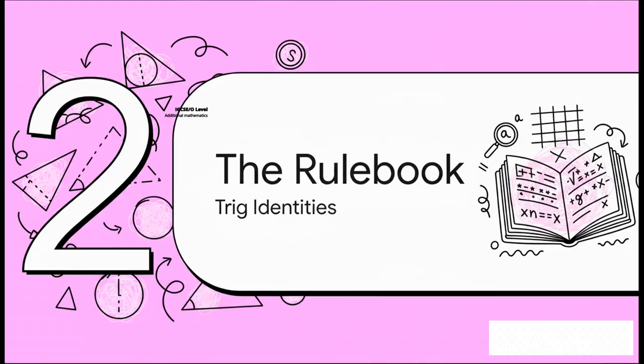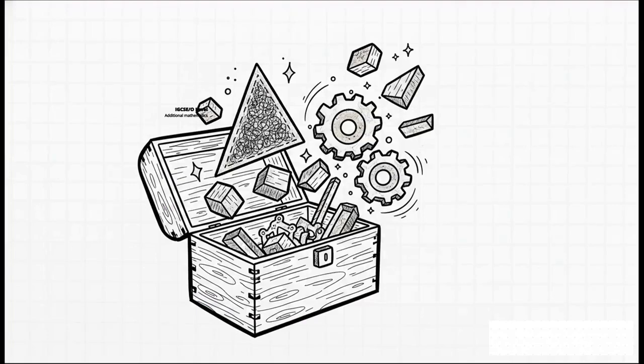Moving right along to Act 2, the rulebook, where we tackle identities. These are your absolute mathematical truths. An identity isn't just something you solve, it's a fact that holds true for any angle you throw at it. The absolute heavy hitter is the Pythagorean identity. Sine squared theta plus cosine squared theta equals 1.